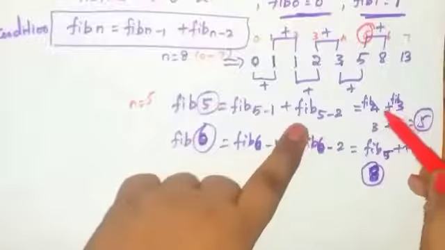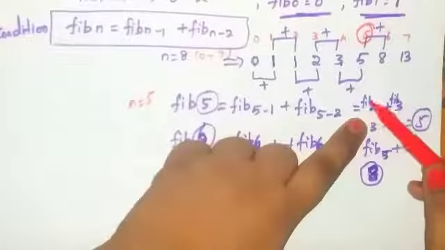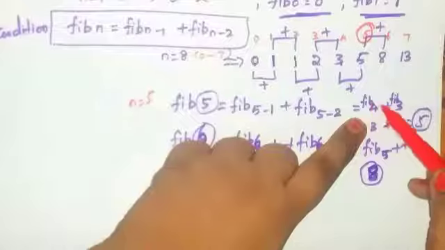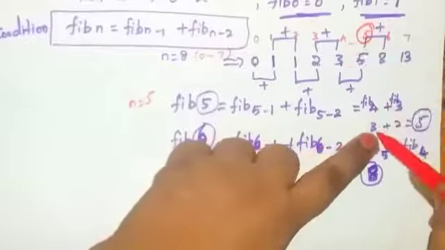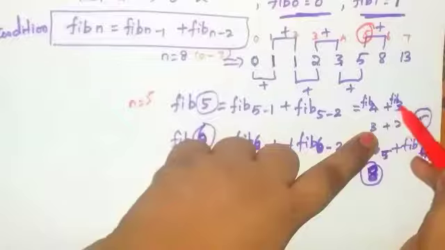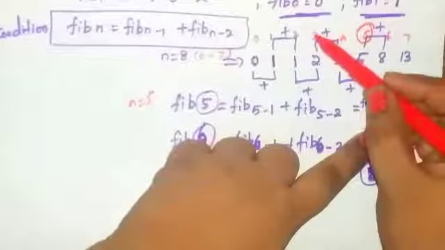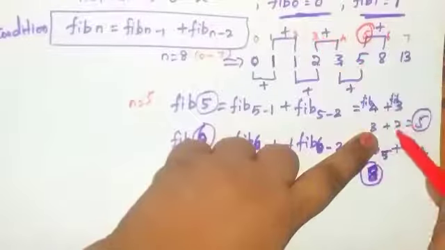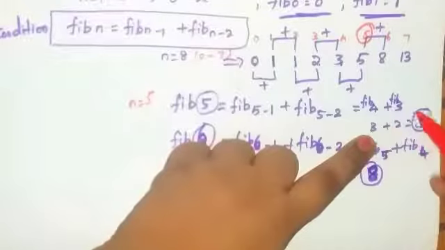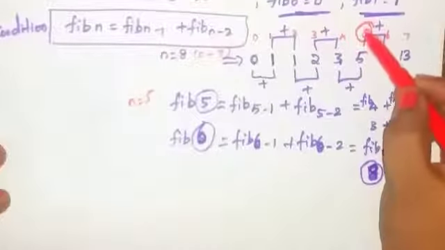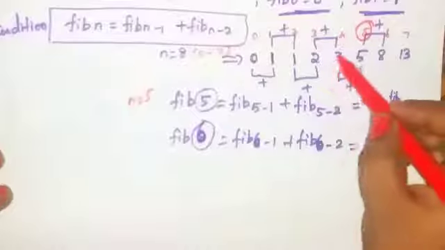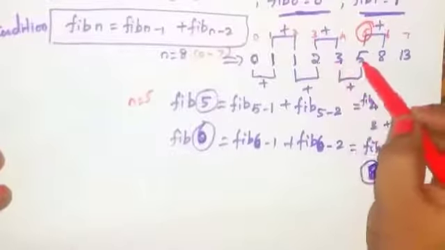Which number is stored in the index position 4? 3. Next, which number is stored at the index position 3? 2. So 3 plus 2 is 5. So for the 5th index position, we have to calculate these two elements, and that is 2 plus 3 is equal to 5.